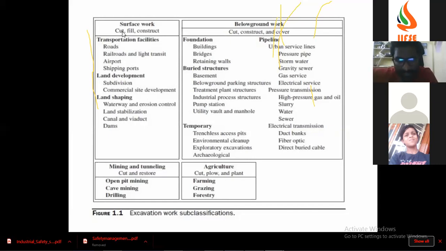That is surface work. What is below ground work? They'll cut, and below ground work is our foundation work. Whatever we do, we'll cut, build the foundation, construct, and then cover. Anything where we first cut, fill, and construct comes under surface work. Cut, construct, and cover is below ground work. Okay, cut, fill, construct, and cut, construct, and cover.